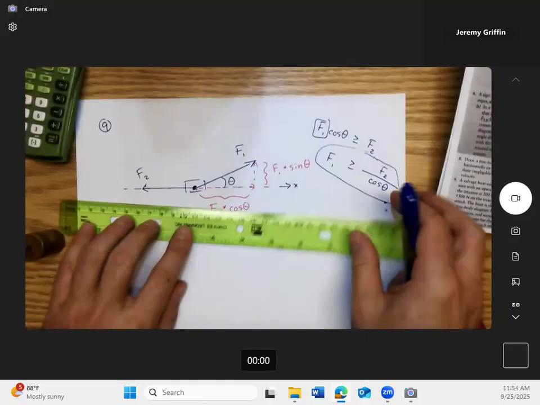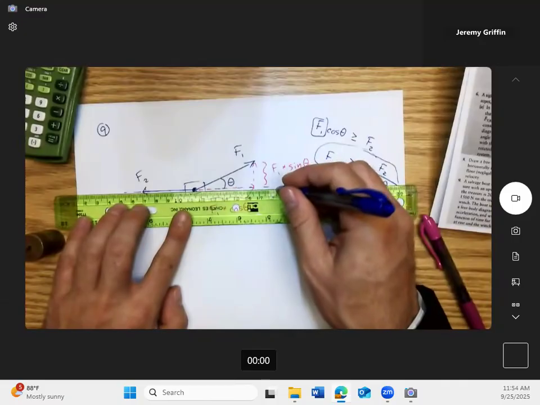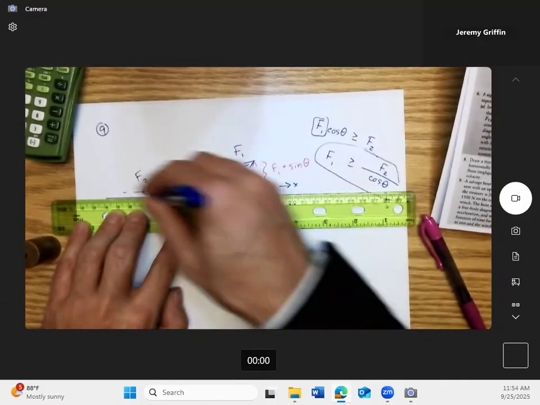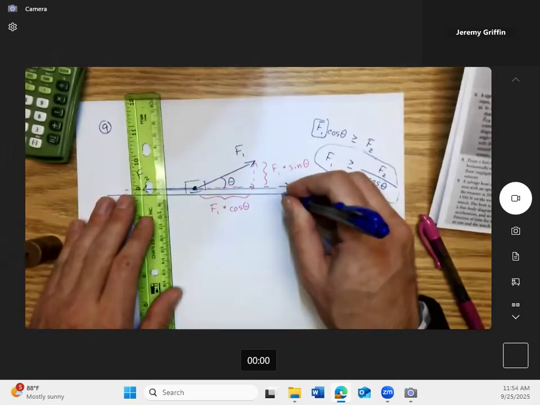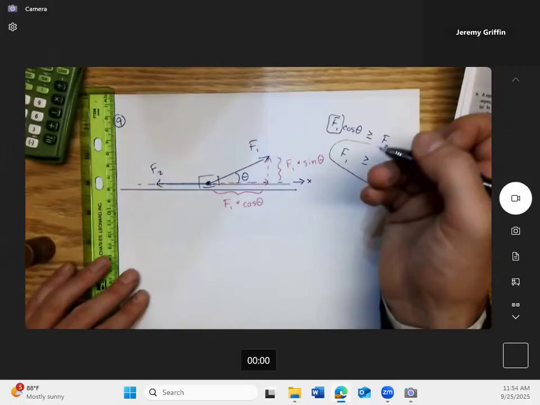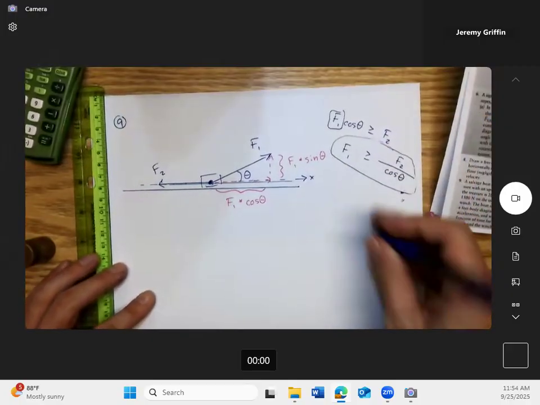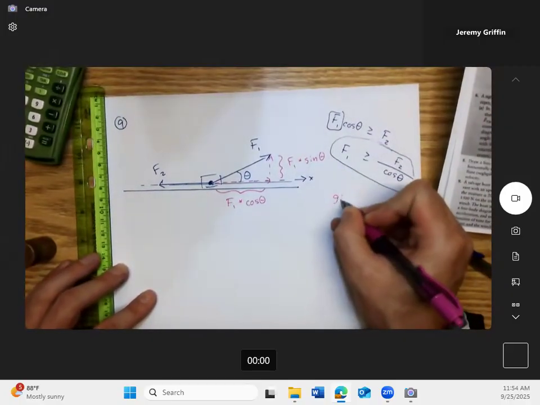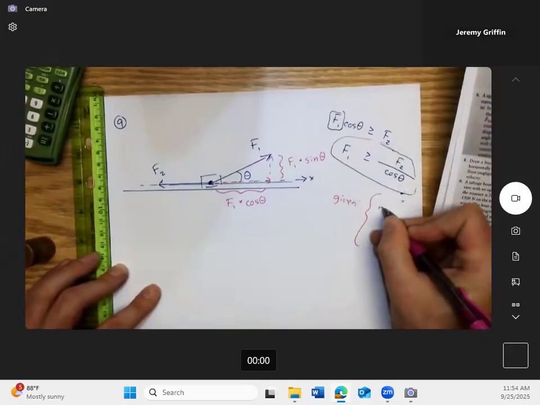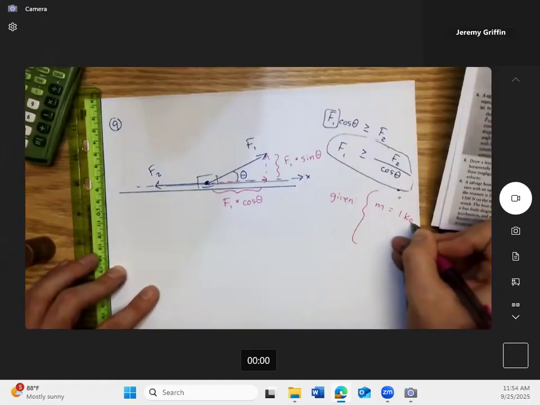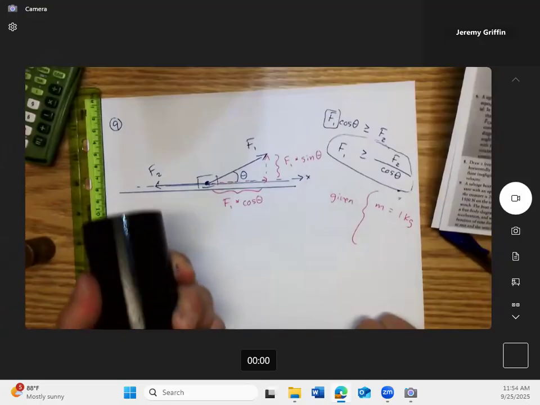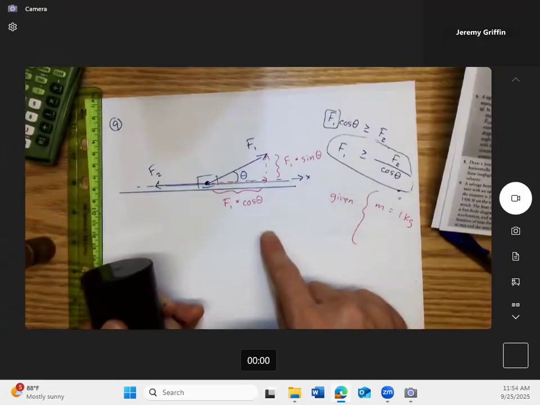We're going to start with this. We're going to put this block on a surface. Okay, and I'll give this block a mass and a weight, and I'll put some forces in here. So let's say the mass of the block is 1 kilogram, which could be your largest lab weight.